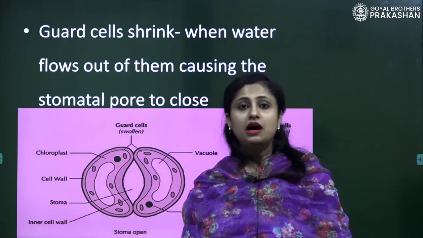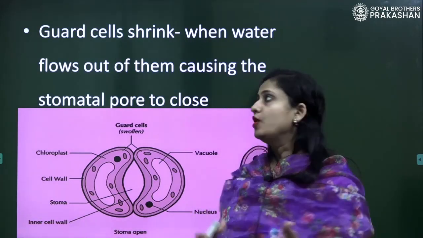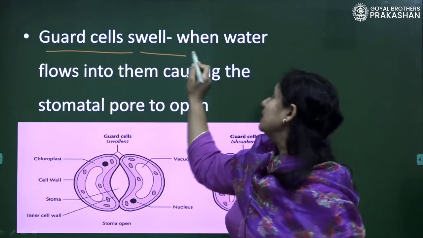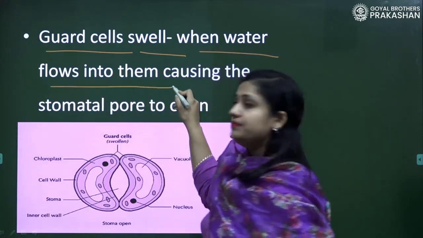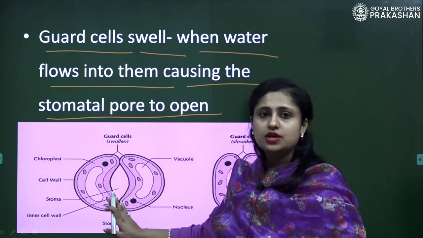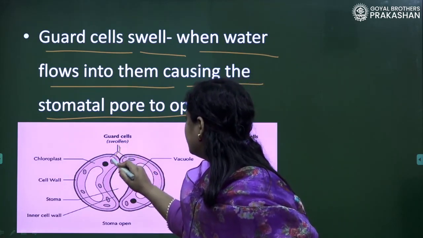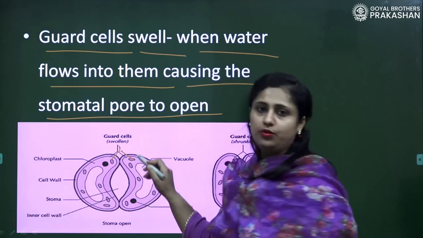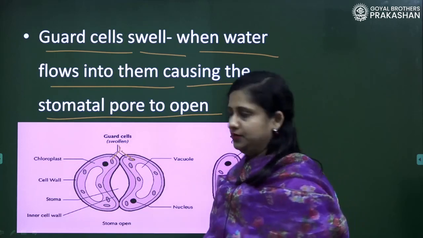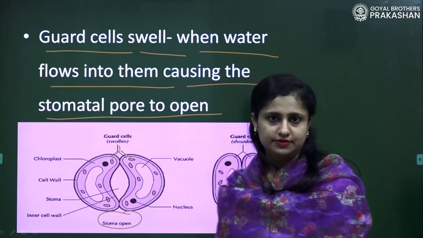So basically the plants close the stomatal pore when there is no need for carbon dioxide by the plants. The guard cells swell up when water flows into them, causing the stomatal pore to open. So this is the image which shows this statement. So this is how the guard cells work. The guard cells become swollen when water flows in. So as a result, the stomata open.